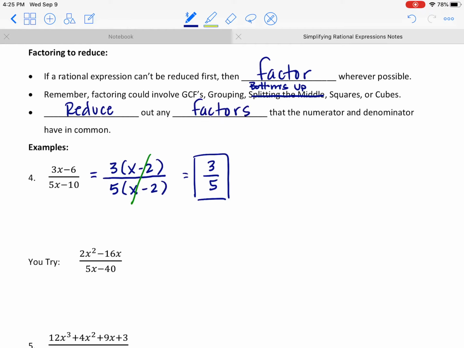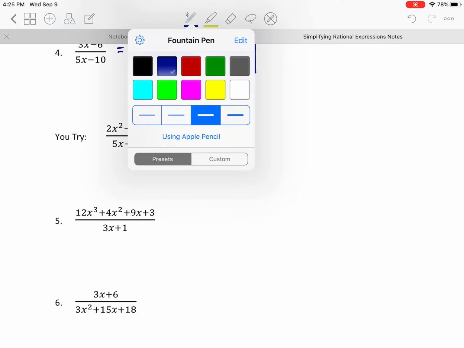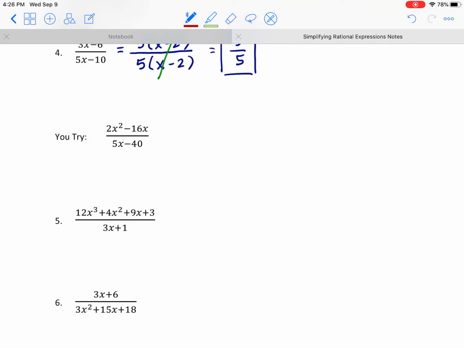And it could be binomial factors, it could be monomial factors, whatever size, right? Remember, GCF can be any size, okay? So if you want to try this next one, give it a shot. Otherwise, let's see.